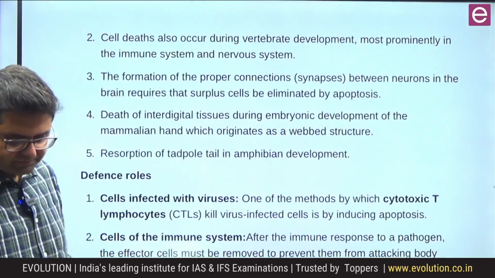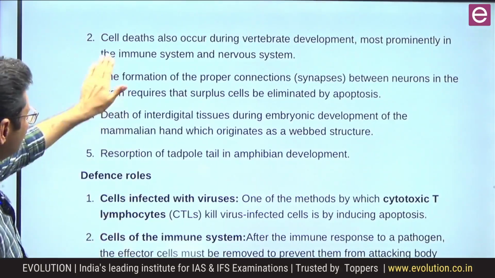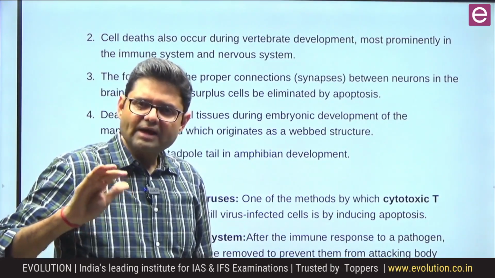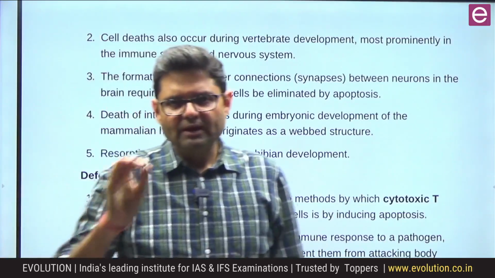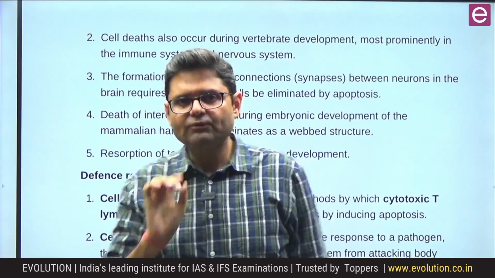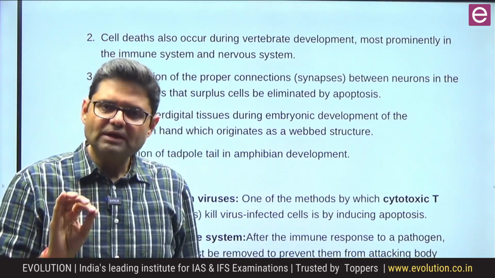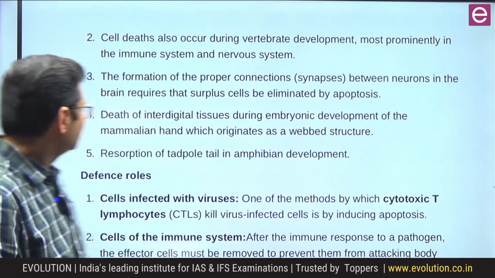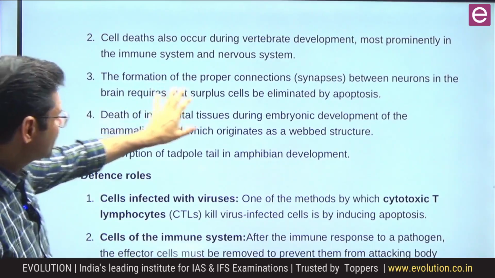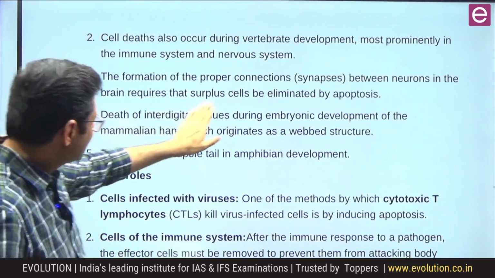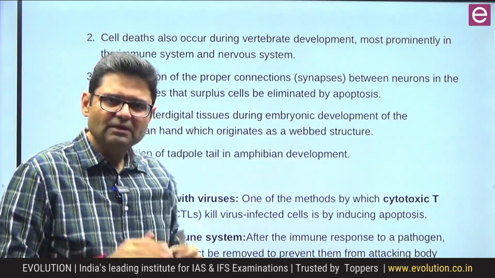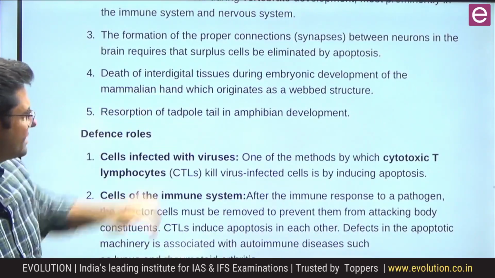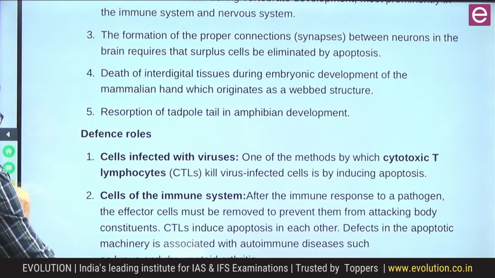Another example, in our immune system and in our nervous system, unwanted cells are removed early during development. In the nervous system, those cells which are unable to form a synaptic junction will be eliminated. Next is the formation of proper connections between neurons. It requires that surplus cells are removed by apoptosis. Then death of interdigital tissue, right?